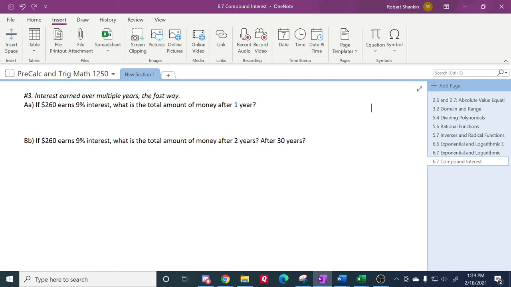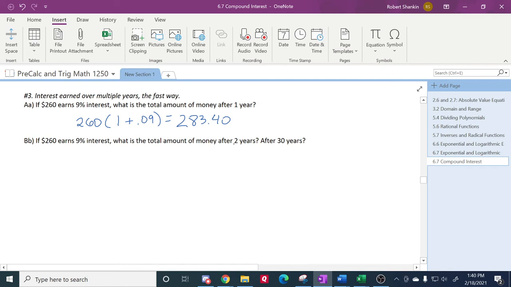All right, let me have you stop. So this first one, $260 after 1 year. We're already familiar with this, $283.40. All right, what's the amount after 2 years?